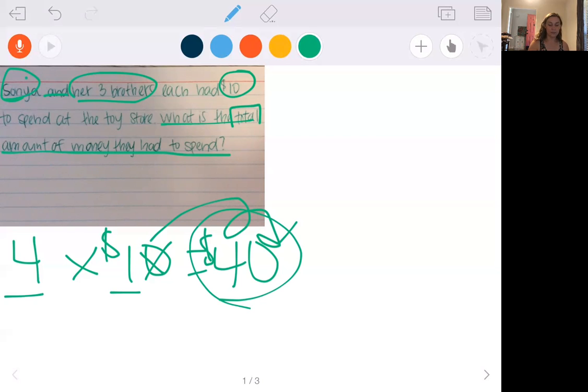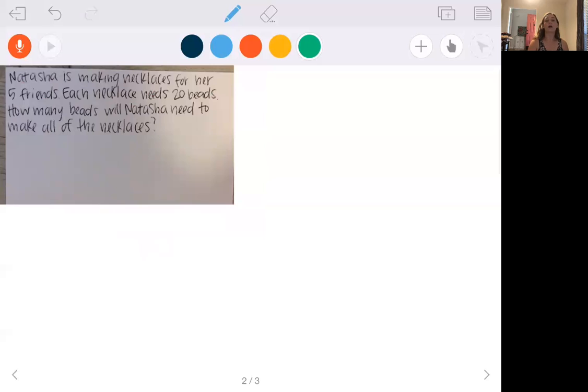All right, let's do another example. Let's make it just a little bit harder. I bet you guys can do it. This next one says that Natasha is making necklaces for her 5 friends. Each necklace needs 20 beads. How many beads will Natasha need to make all of the necklaces?